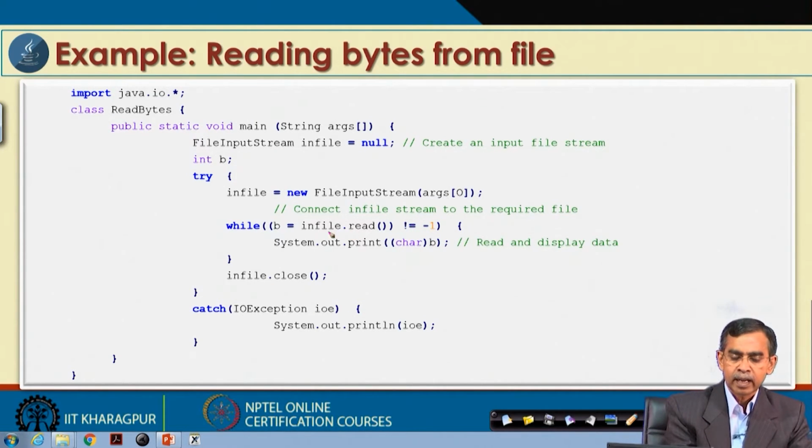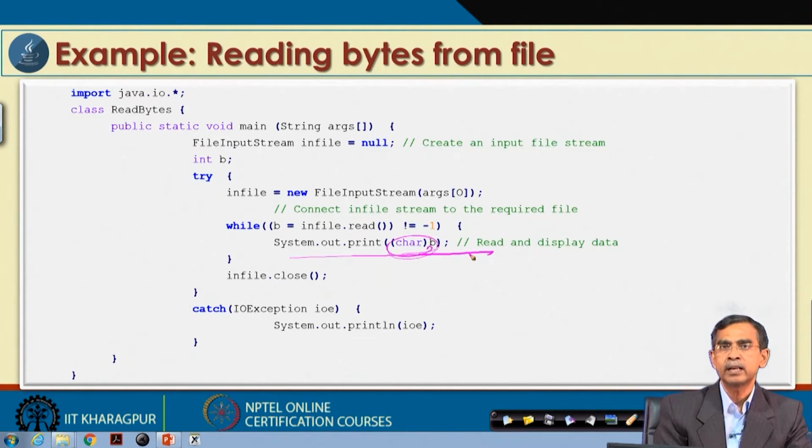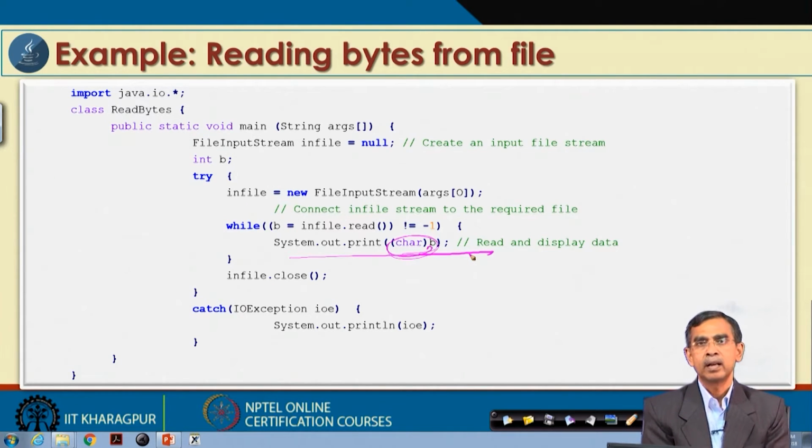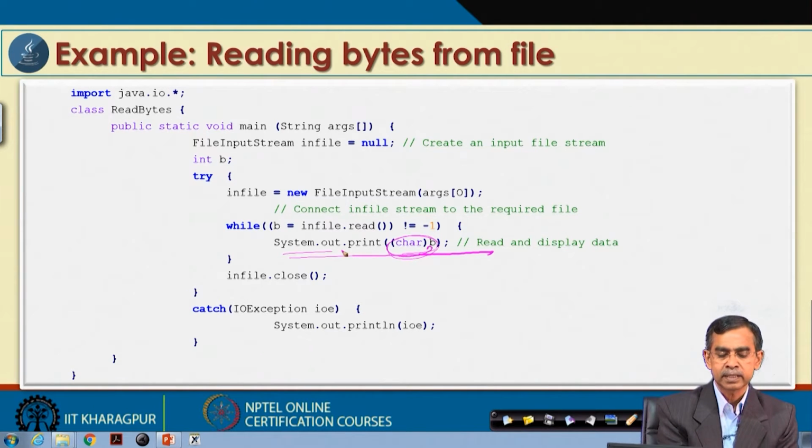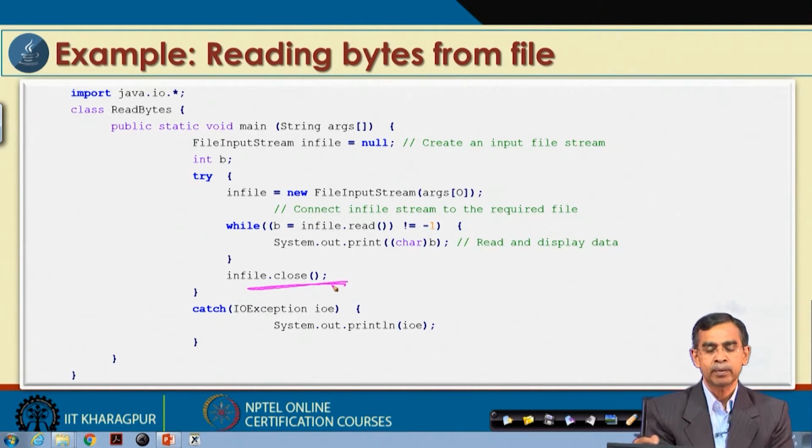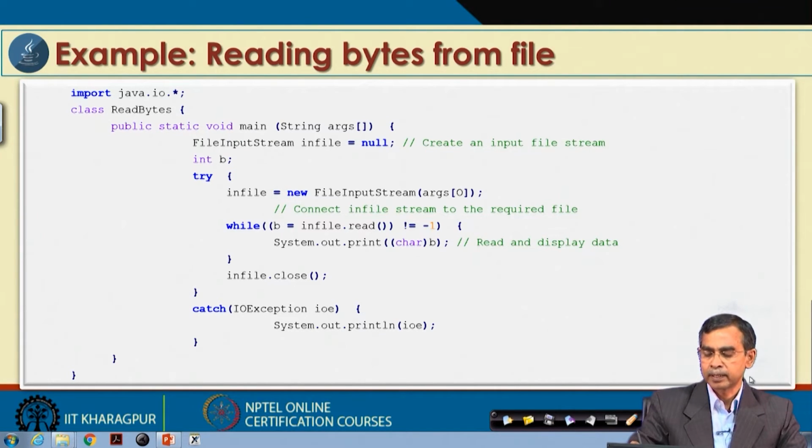You read 1 byte, store it in a temporary variable b, and then this b can be converted into a character and printed. That means it will read a file and the content will be displayed on the standard output device, using System.out.print. Finally, once the entire file is read 1 byte after another, it will be closed. This is a very simple way, similar to the file output stream class we considered. The idea is that sequentially, 1 byte at a time, the entire file can be traversed or read.